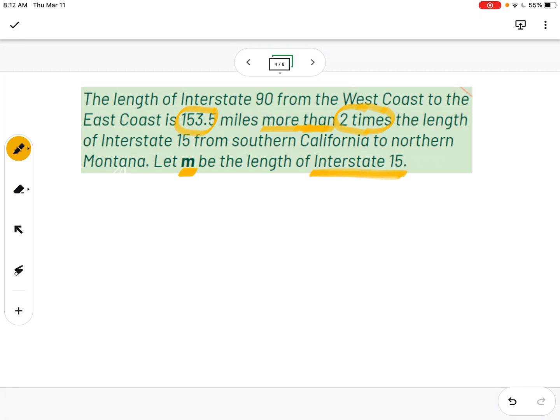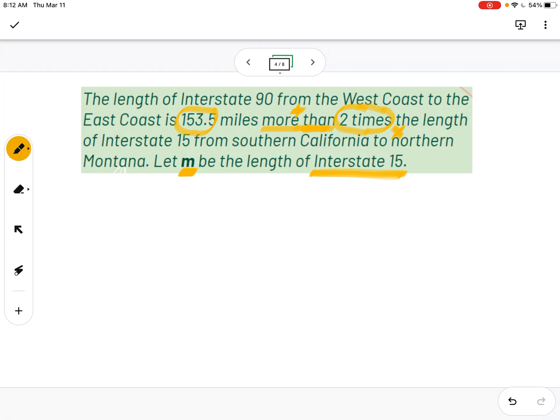All right, so once again, try to wrap our head around what's going on here. So 153.5 miles more than, let's think about what more than tells us. Does that tell us addition, subtraction, multiplication, or division? If you said addition, you're correct. More than, right? We're adding more than. And then more than 2 times the length. That word is pretty straightforward. What does times tell us? Times tells us multiplication, right?